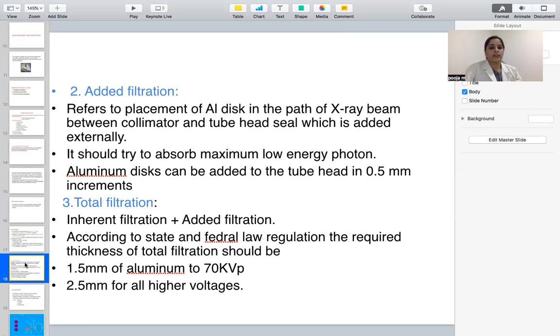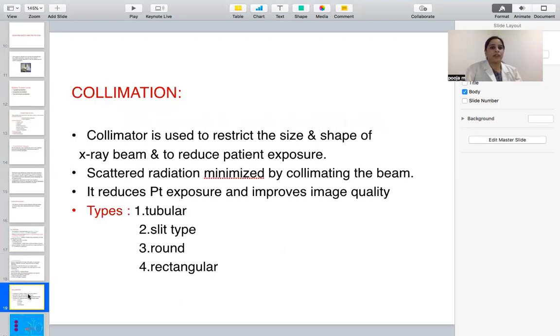So according to state and federal regulation, the thickness of the aluminum for total filtration for an X-ray machine which is operated at 70 kVp or below should be 1.5 mm of aluminum. And for X-ray machines which are operated at a higher voltage, that is above 70 kVp, the total filtration or thickness of the aluminum should be 2.5 mm. So that is about filters. Now coming to collimation. Collimation, what is collimation?